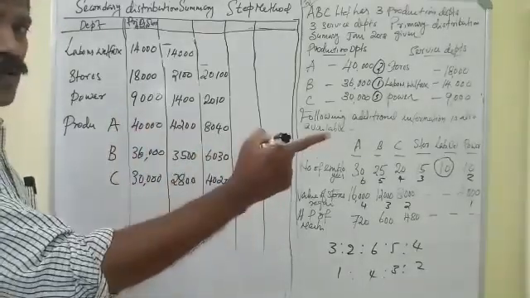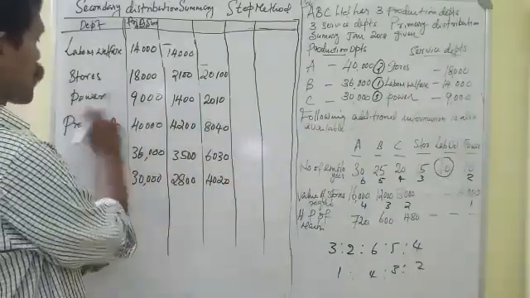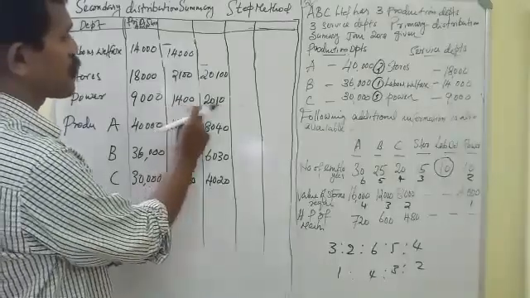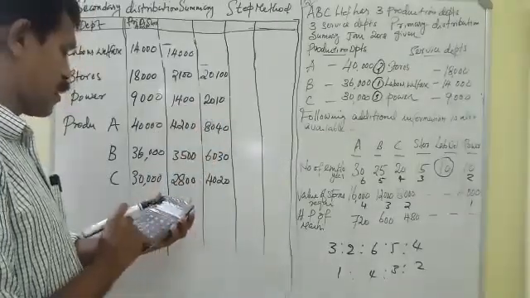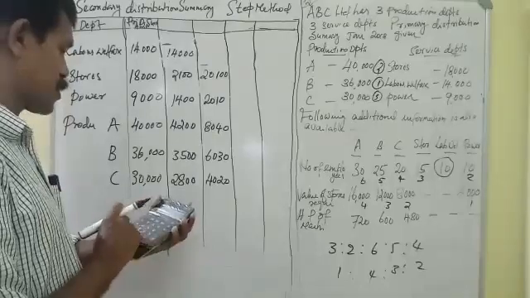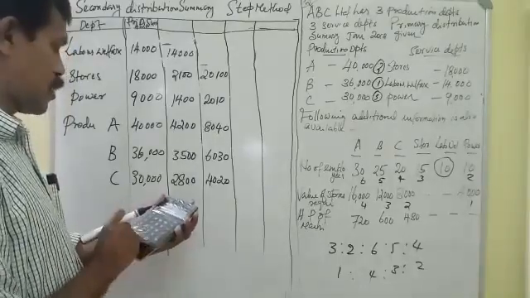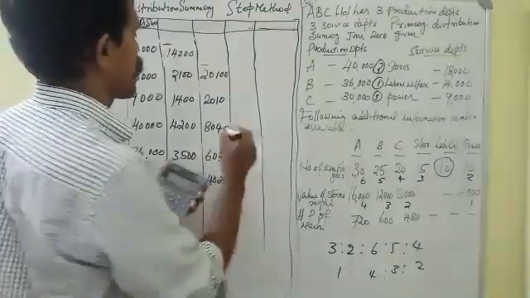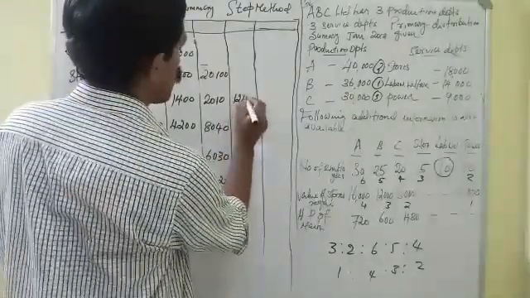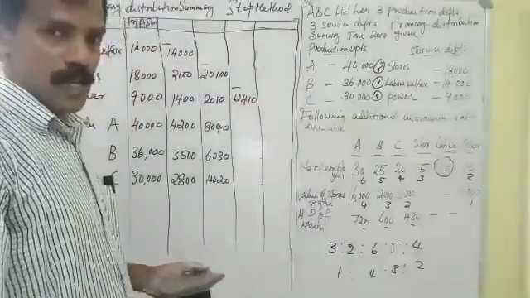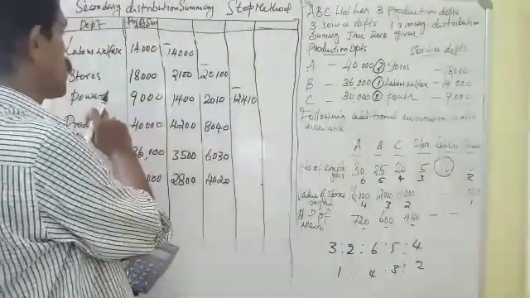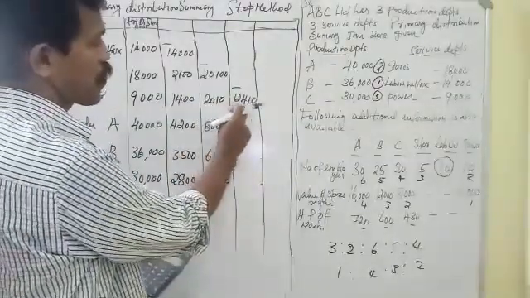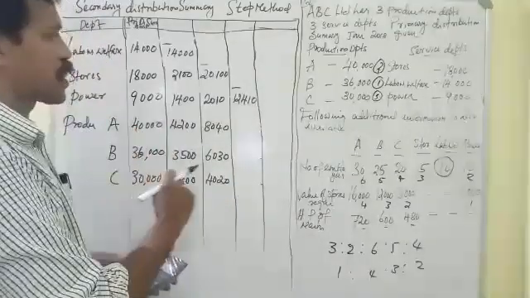Then now we are going to add the total of the power department: 9,000 plus 1,400 plus 2,010, that comes to 12,410. Here we are going to distribute the power department, service department overhead total, this 12,410, among our 3 production departments.